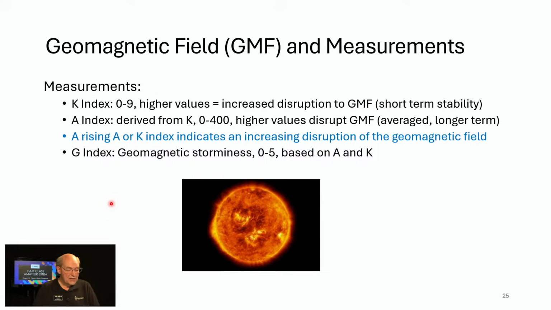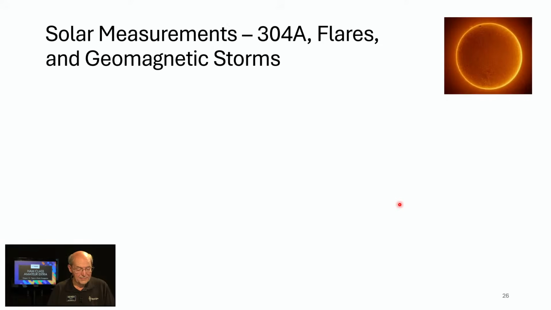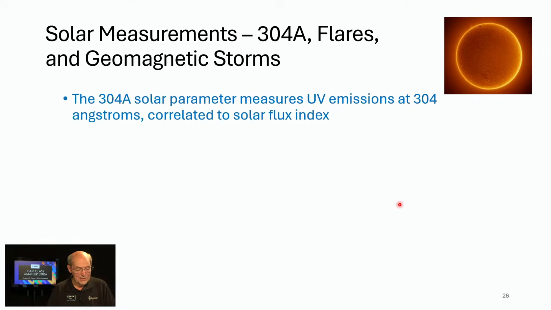There's another index called the G index. It's derived from A and K. Geomagnetic storminess, 0 to 5. It's coming up again here in a second.